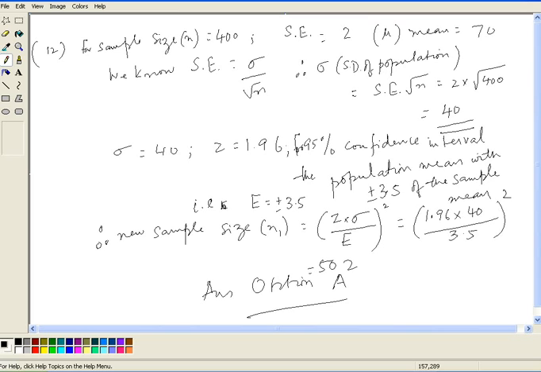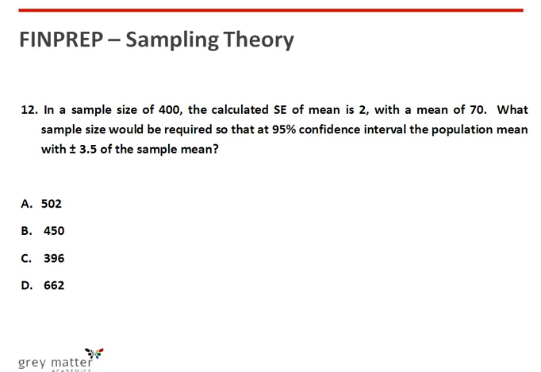Now, with the standard deviation of the population being 40 and the z value of 1.96, we are also given that for 95% confidence interval, the population mean is plus or minus 3.5 of the sample. That is, E is equal to plus or minus 3.5. Now, therefore, new sample size n1 can be calculated as z into sigma by E whole squared, which on working gives you 502. So the answer is option A. Going to our PowerPoint presentation, the new sample size with the condition that 95% confidence interval, the population mean is plus or minus 3.5 of the sample mean, the option is A or 502.